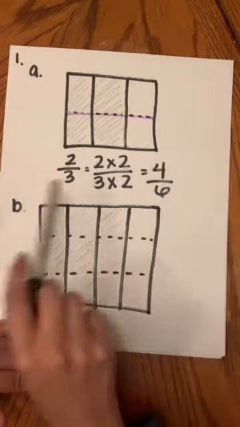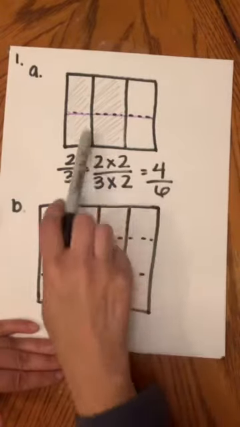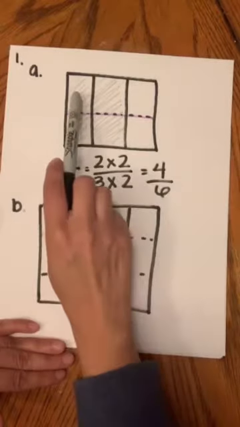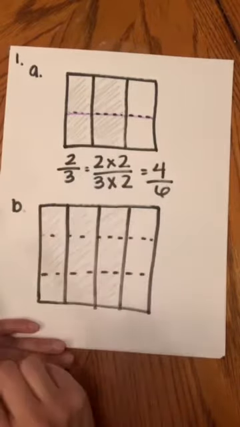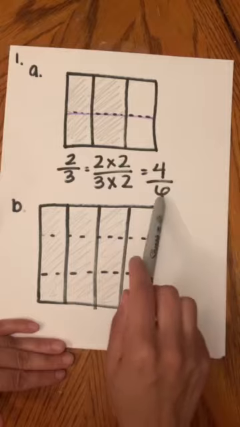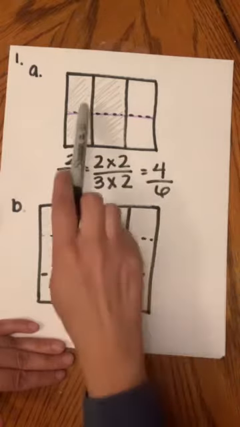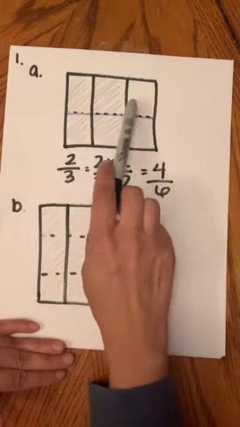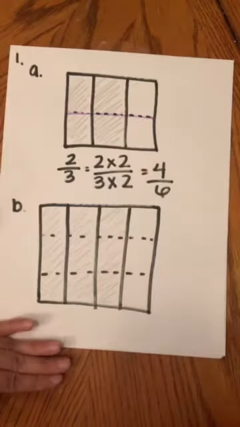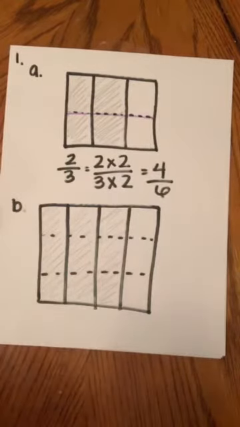And let me check my answer. Does that represent my area model? Well, let's see. 1, 2, 3, 4. 4 are shaded. Out of my whole now is not 3, right? It's 1, 2, 3, 4, 5, 6, right? Let's do B together.